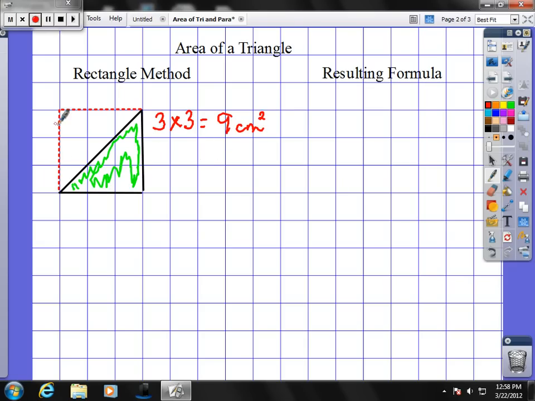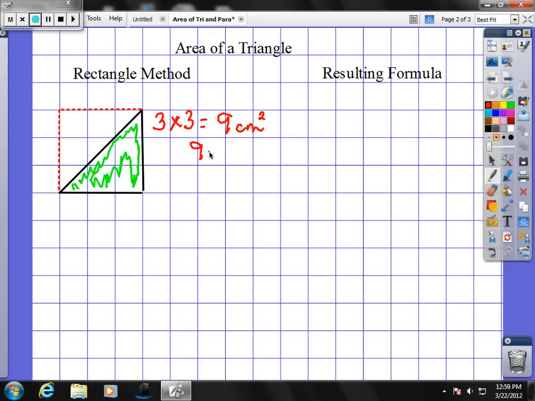The only problem is I don't want the entire rectangle. What I do want is to calculate half of that rectangle, because I have a triangle in here, which is what I'm trying to figure out. This black triangle covers about half of the entire rectangle.